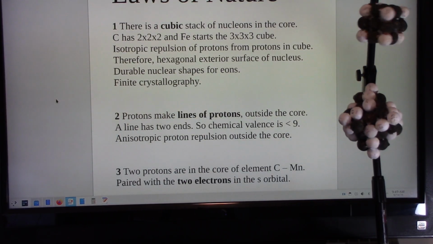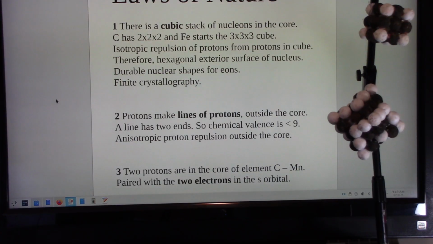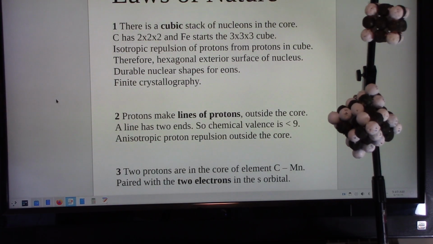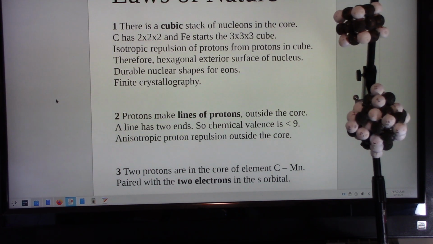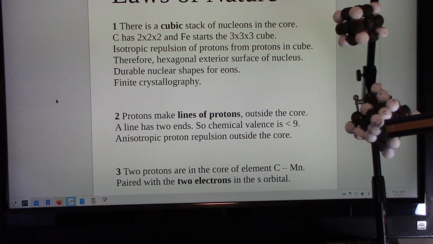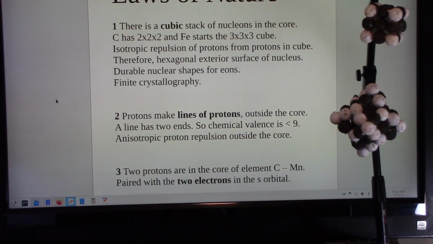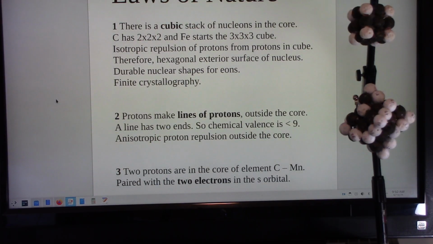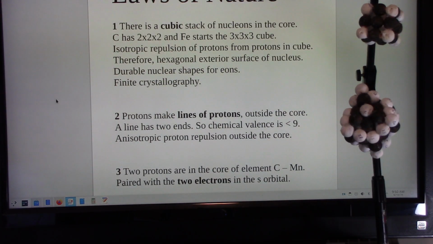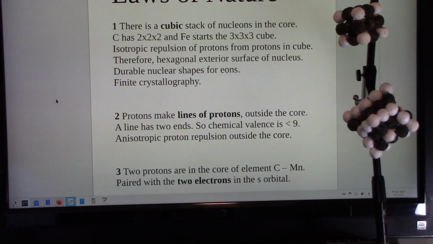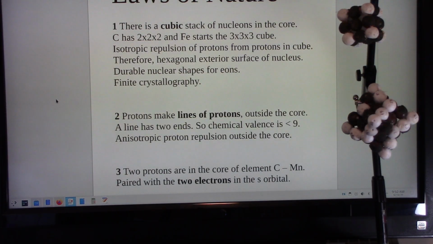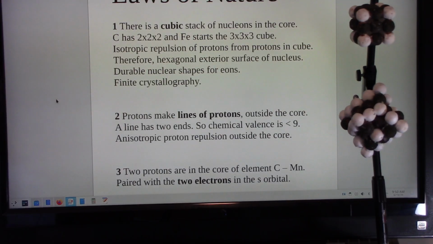So there is an isotropic repulsion of protons away from protons in the cube. Therefore, the outside of the nucleus is not cubic, it is a hexagonal close pack. And that assures that nuclear shapes will last for billions of years, even trillions. And this area of mathematics is called finite crystallography.